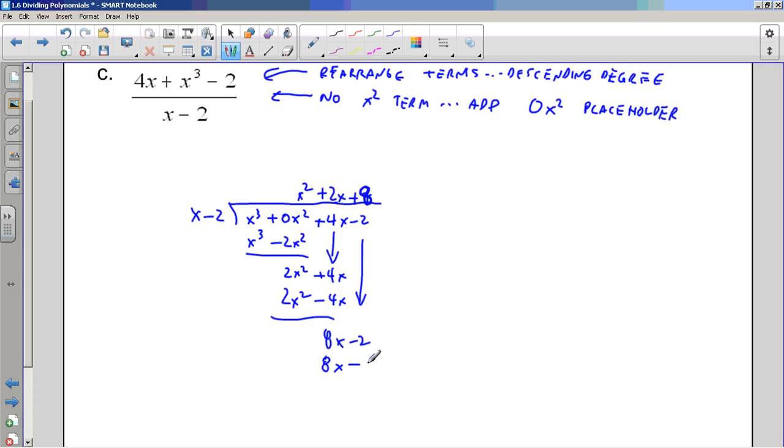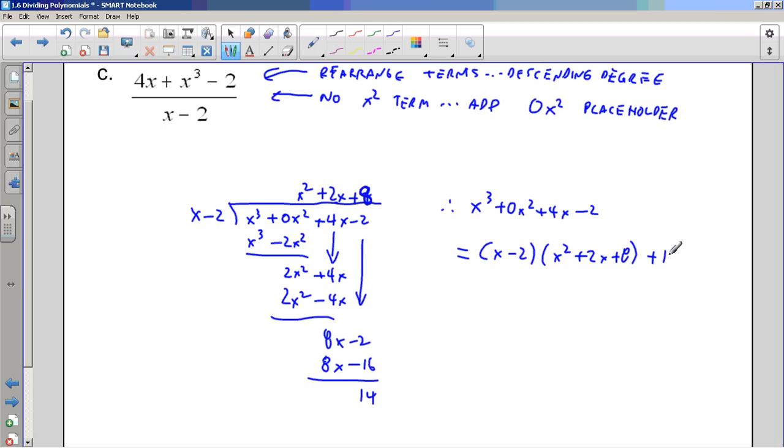8x minus 16. And when I subtract, I get 14. Positive 14. Check with my notes, see if that's the same thing I got in my notes. Yes. And so my division statement, if I wanted a division statement, then I'd say, therefore, what I'm dividing into is equal to what I divided by, the divisor, times the quotient plus the remainder.